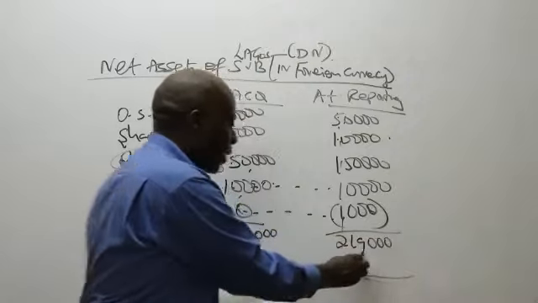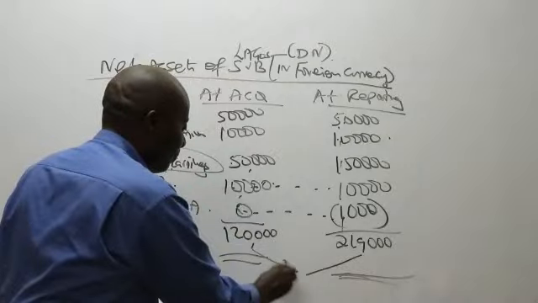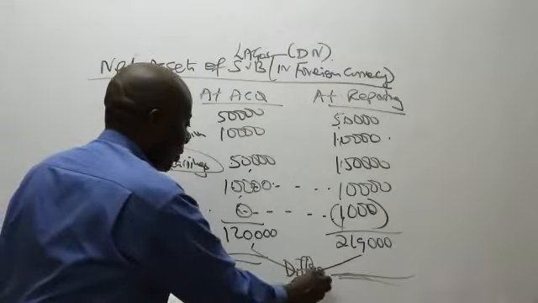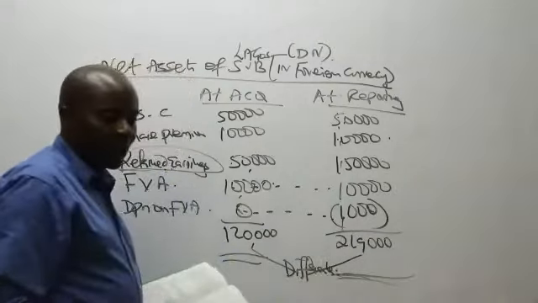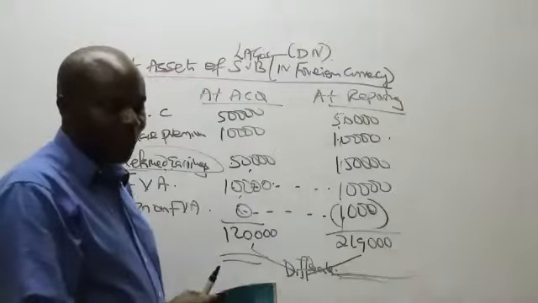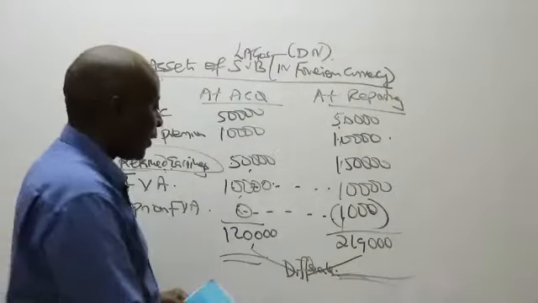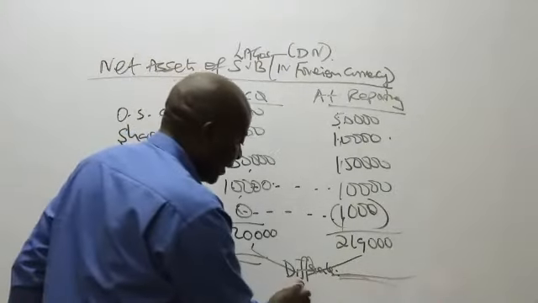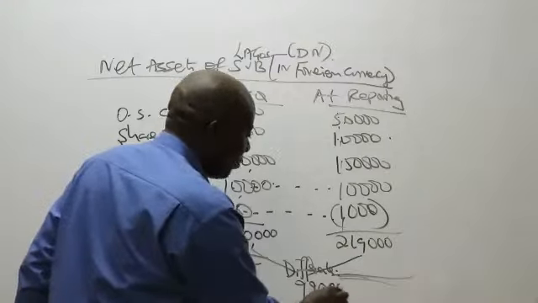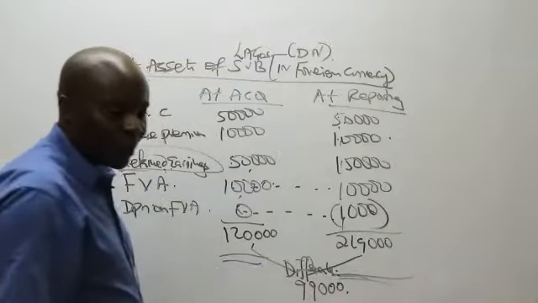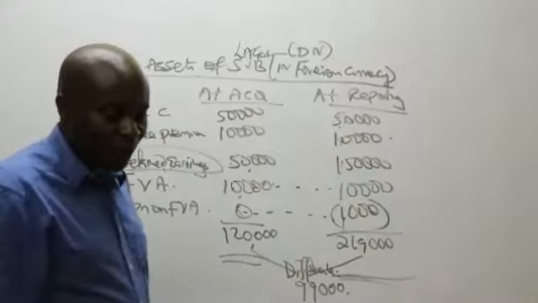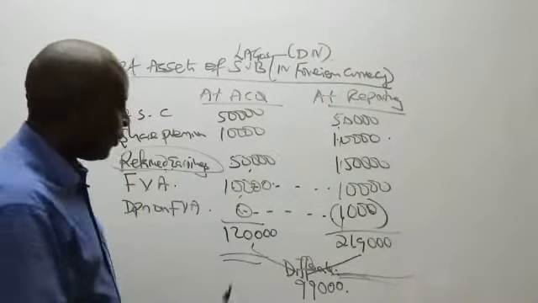219,000. So could you kindly give me the difference between the two? The difference between the two. 99,000. So I'm being given a figure of 99,000 here. What name do we give to the difference between these two? It's POP. Thank you very much, Robert.